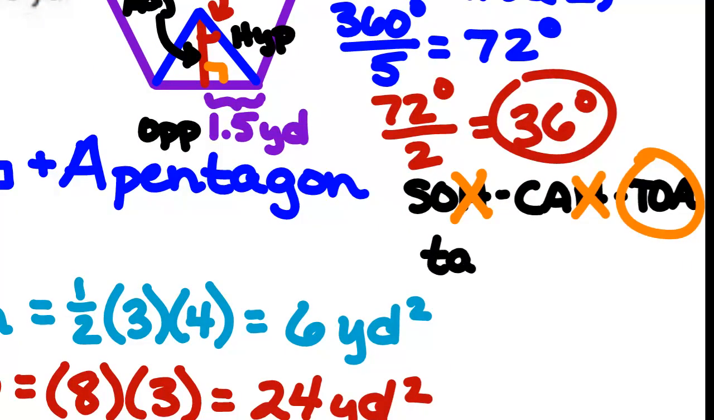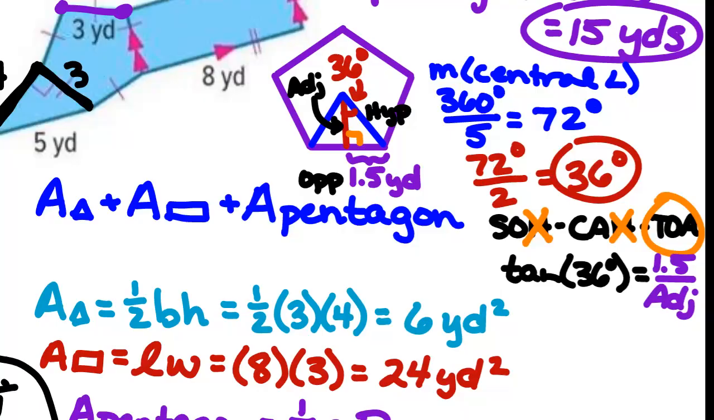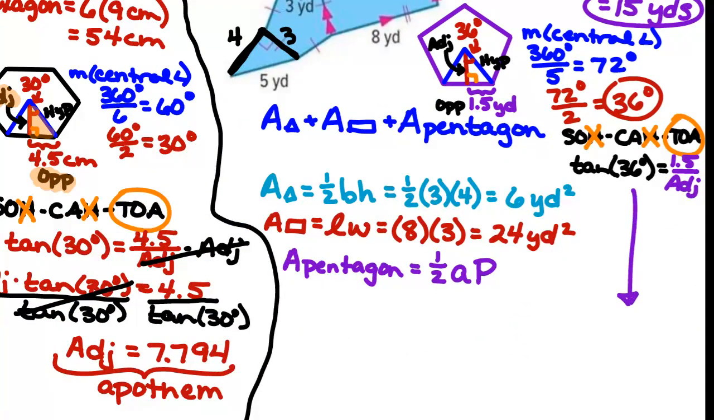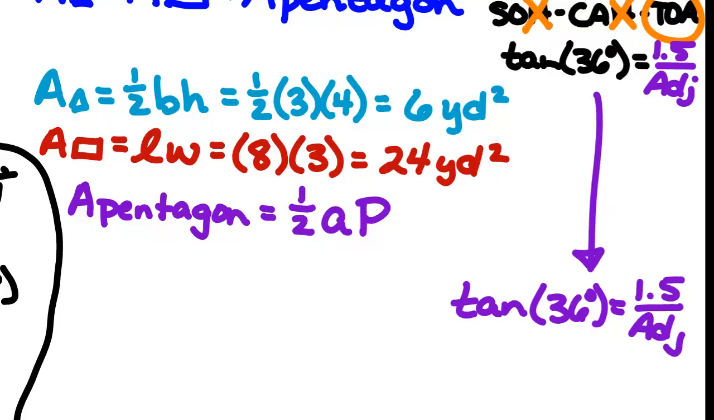So we would have tangent of 36 degrees equals opposite, which is 1.5, over adjacent. Running out of room here. I'm going to have to bring my work down here, I think. Tangent of 36 degrees equals 1.5 over adjacent.